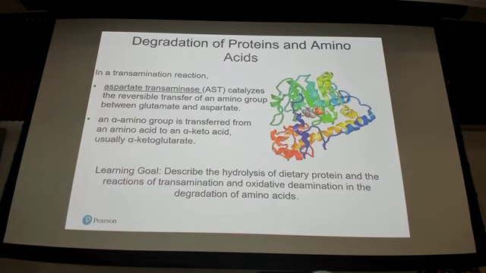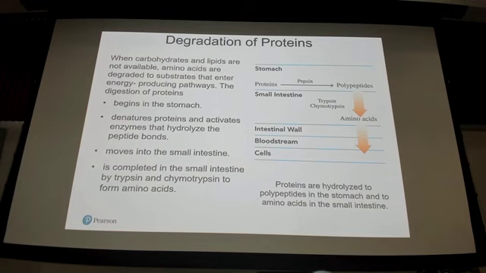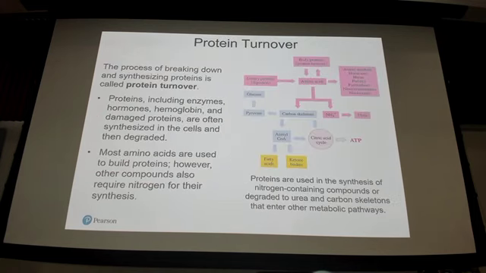So now we're going to talk about how proteins are used in these pathways. So proteins, of course, are broken down into amino acids, and they can also be used as an energy source. So we know proteins are broken down first into polypeptides in the stomach, and then into amino acids in the small intestines, and then they're absorbed into the body for further use.